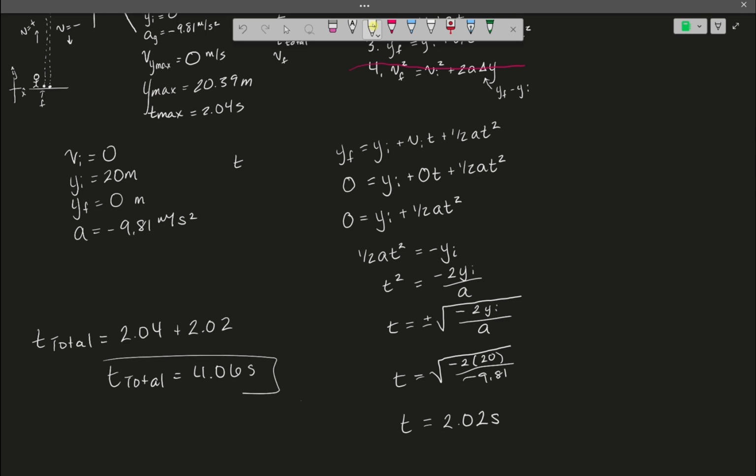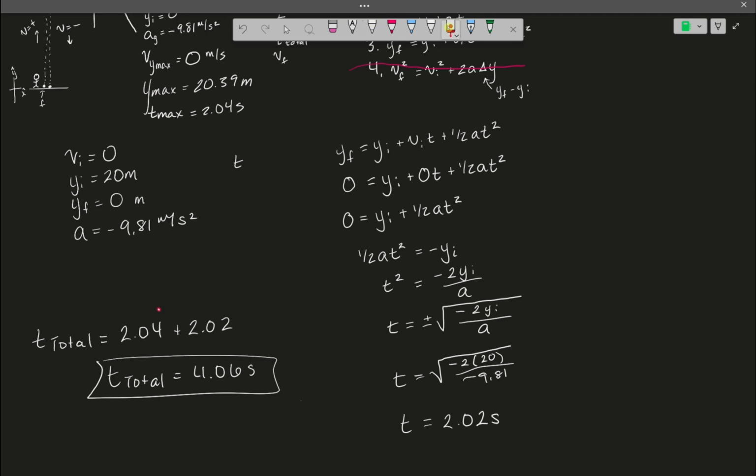4.06 seconds. Now some of you are probably thinking, well, if there's no other forces, right, if there's nothing acting on this ball, I toss it up, it goes a certain amount into the air, then it turns around, it comes back down, the only thing acting on it is gravity. Shouldn't that time be the same? Yes, ideally the times should be the same. So why are these different?